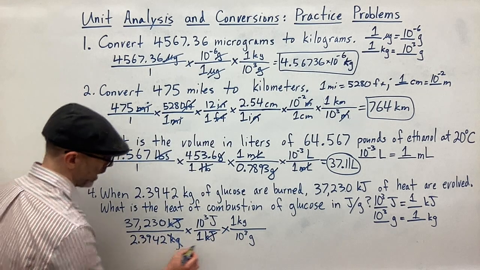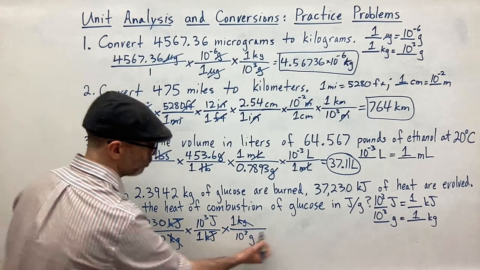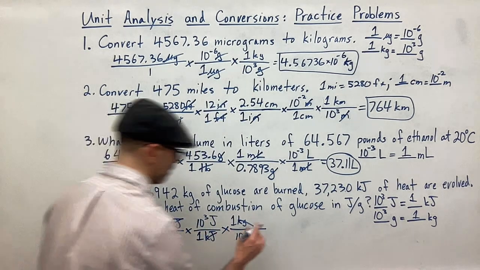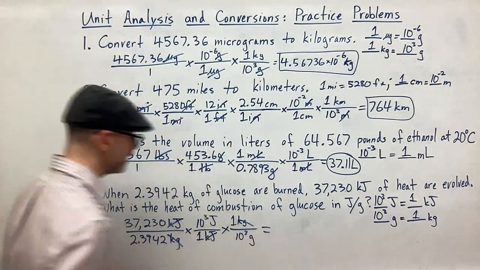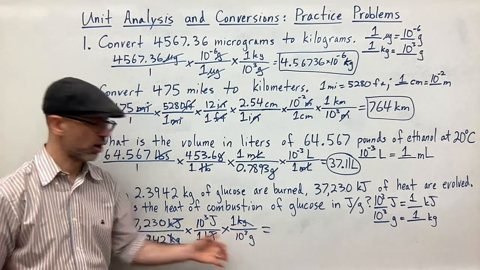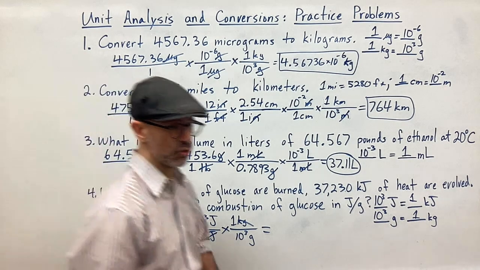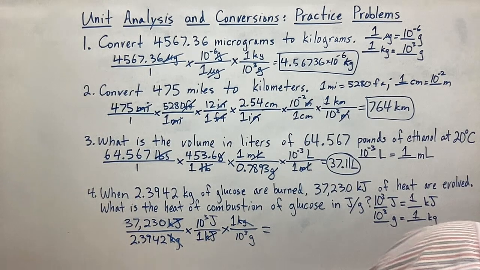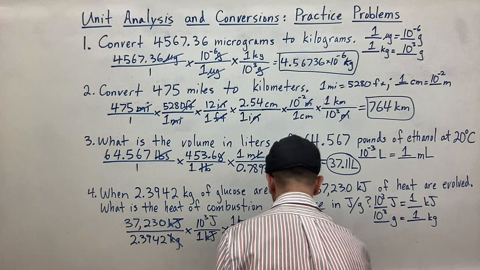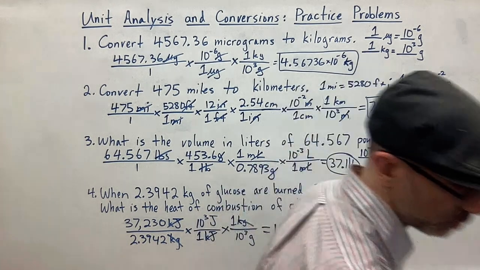So the kilograms unit cancels out. Now I have my grams on the bottom, which is what they want. I have joules on top, which is what they want. So I am done. So I'm just going to calculate. Now you can see here that 10 to the third here and 10 to the third here are going to cancel each other out. So basically you're dividing this number by this number. And when you do that, you get 15,550 joules per gram. Double check that.